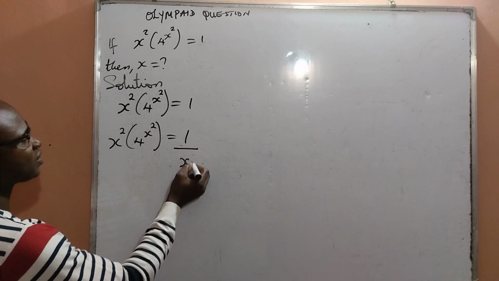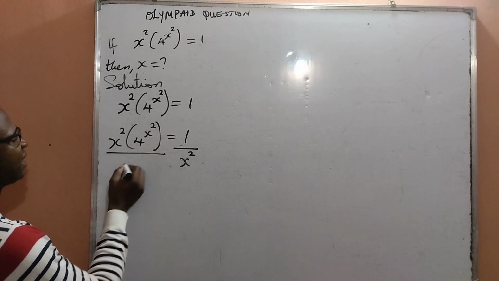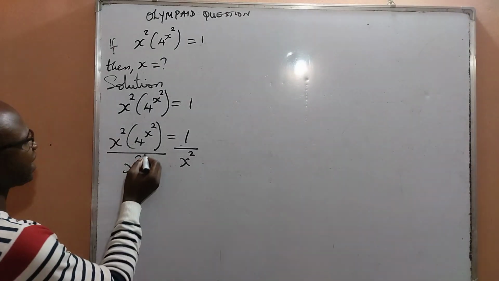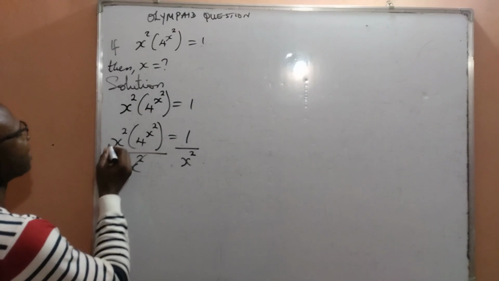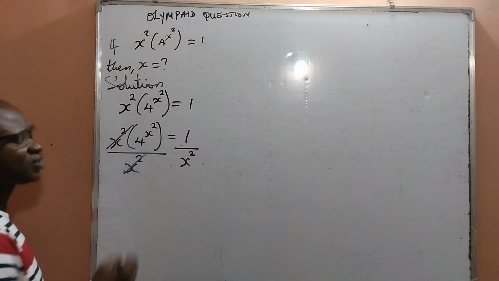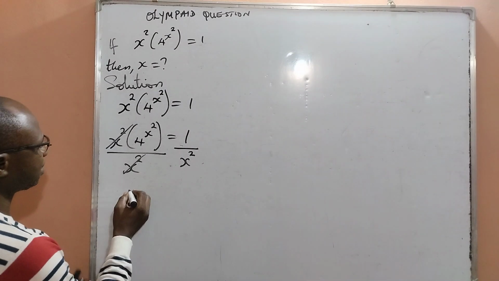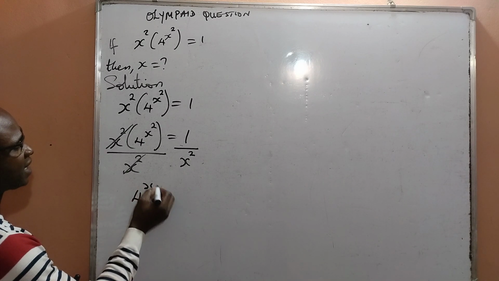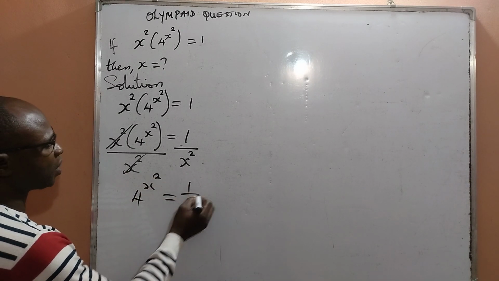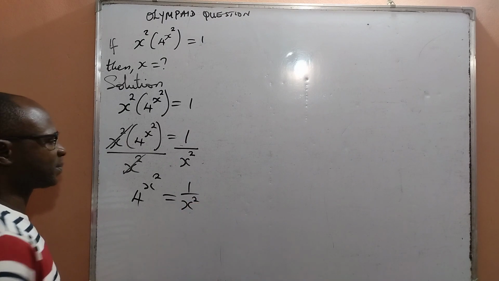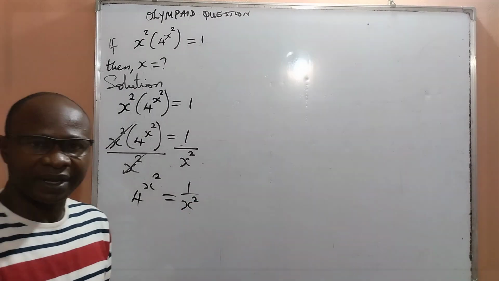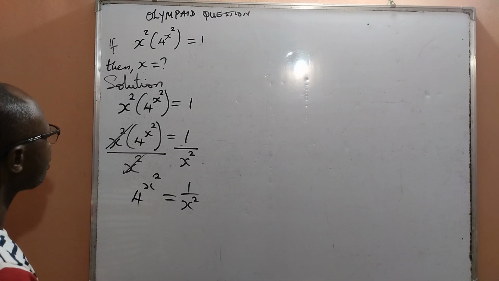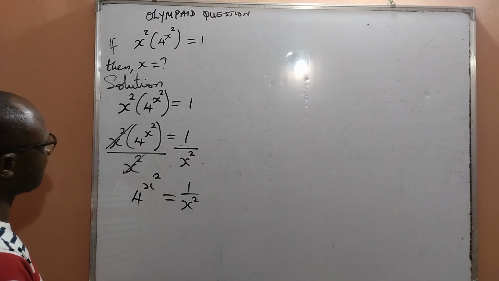Then divided by x to the power of 2, and also on the left divided by x to the power of 2. By doing this, we can see that x to the power of 2 in the denominator will divide x to the power of 2 in the numerator, leaving me on the left hand side with 4 raised to the power x raised to the power 2 equal to 1 all over x to the power of 2. The next step is that I will multiply the powers by 1 all over x to the power of 2.